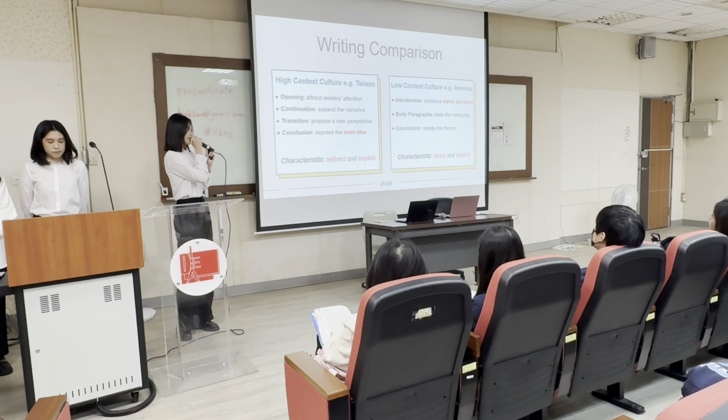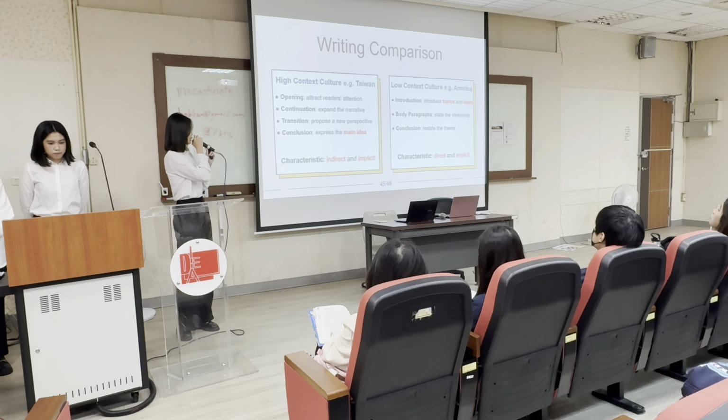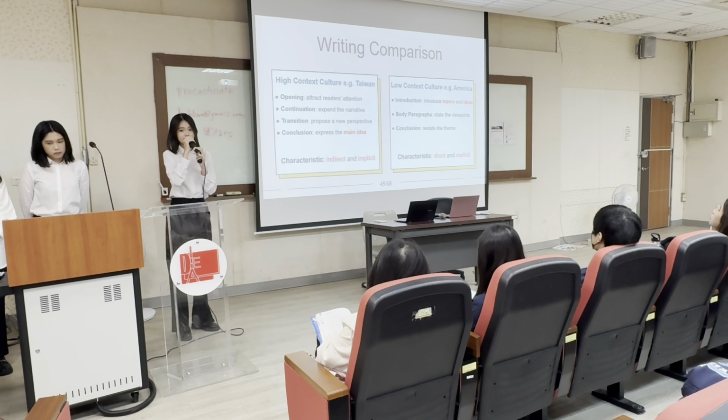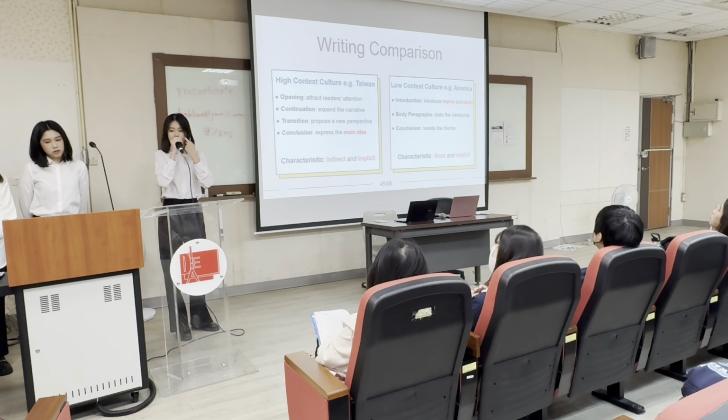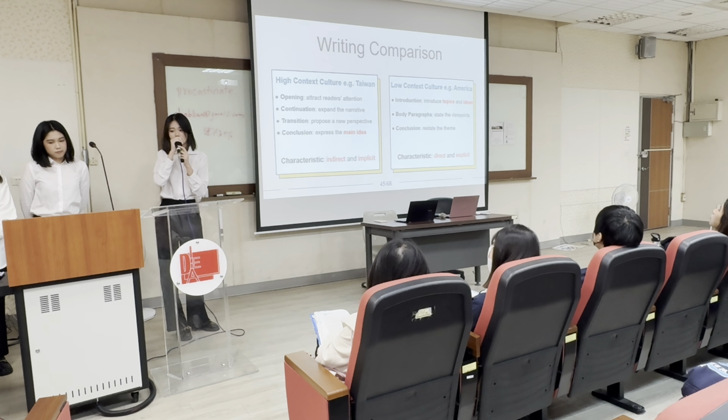That means the reader needs to read until the end. They then know what the writer wants to express, and this is one of the characteristics of high context culture: indirect. However, in English composition, we need to write our topic or idea in the first paragraph, so that the reader can quickly understand the purpose of the article. This is the characteristic of low context culture: direct.